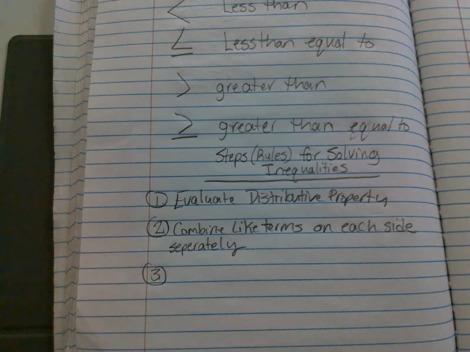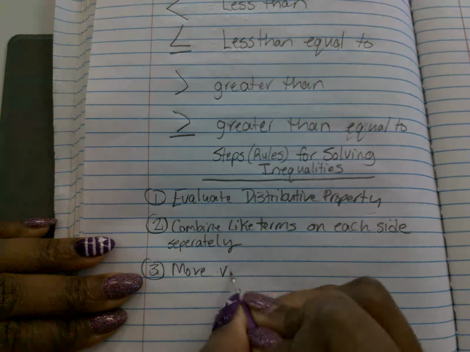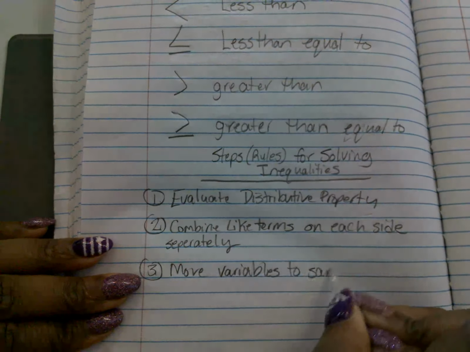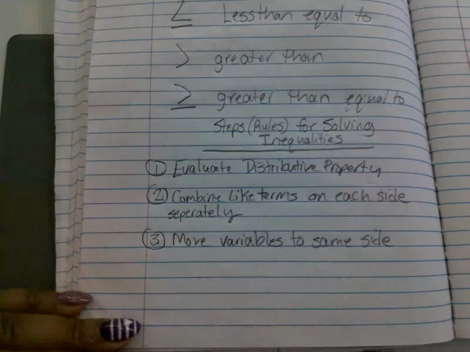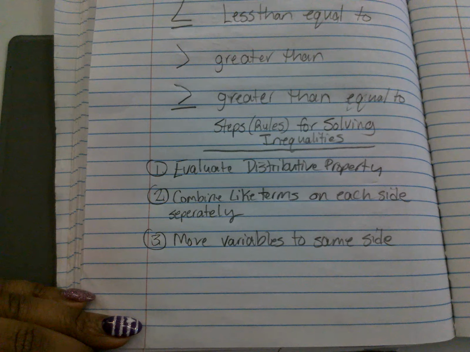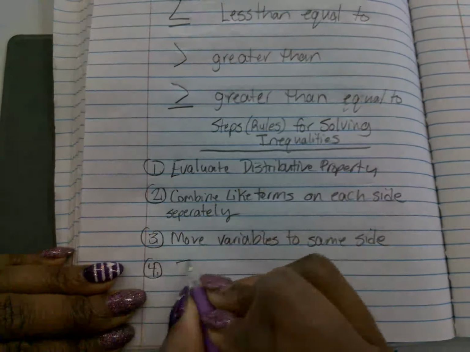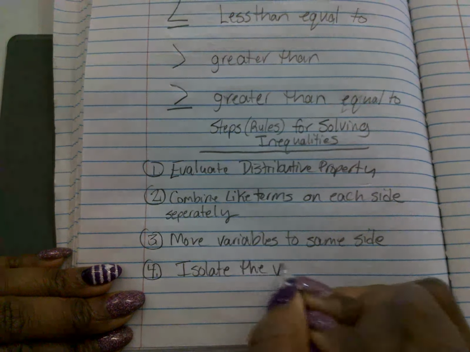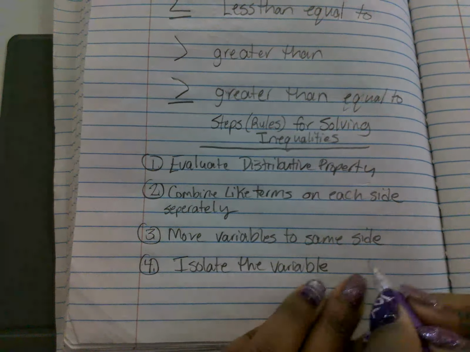you move the variables to the same side. Move variables to same side. And I'm talking about the same side of the inequality. Last, you're going to isolate the variable. And the only way to isolate the variable is by using inverse operations.